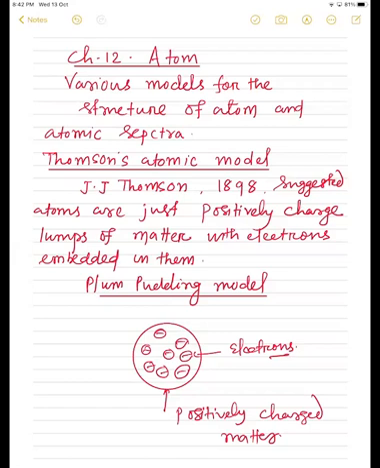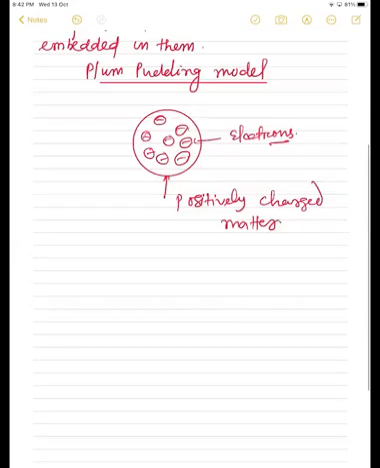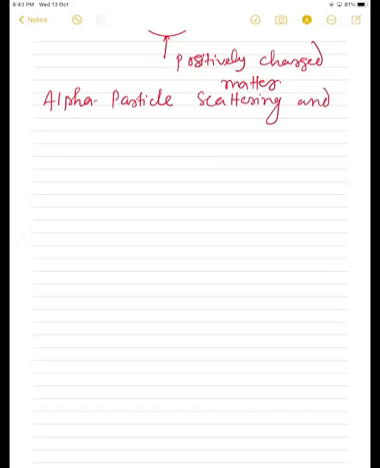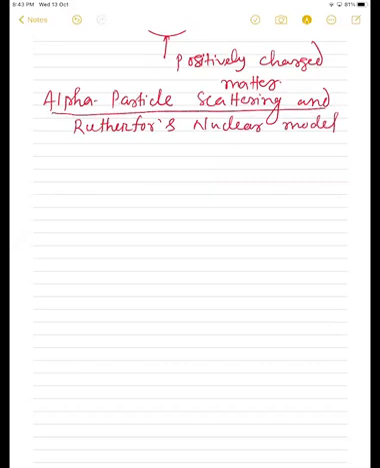And the next experiment is on alpha particle scattering and Rutherford's nuclear model of atom. Let's know. Give heading: Alpha particle scattering and Rutherford's nuclear model.